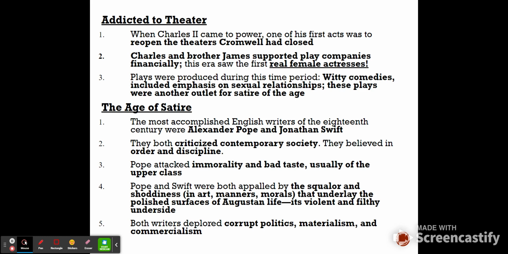So they'd talk about things like corrupt politicians, materialism, commercialism, as well as just kind of being too superficial. And they would do that with very highly refined, very witty comedies. Swift more in prose. He was a prose writer, and Pope more in poetry. And although I think both of them also, well, at least Pope, I believe, also wrote some plays, but his poetry is more known today.